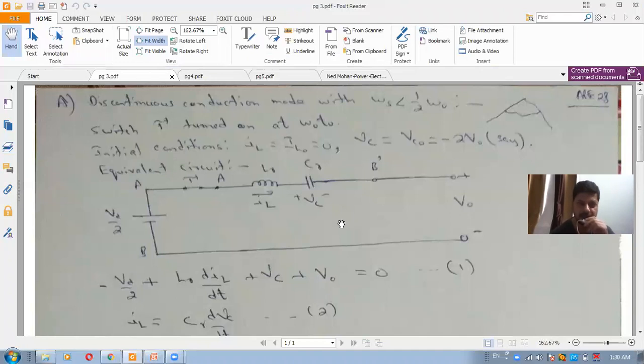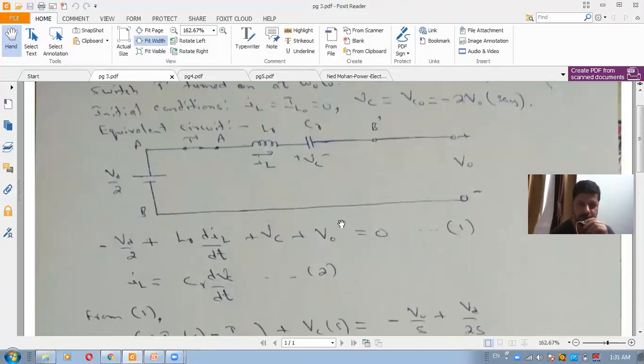So if you apply KVL in this circuit, we get minus Vd by 2 plus LR dIL by dt plus Vc plus V0 is equal to 0. Remember that we have assumed that V0 is constant. And one more equation that we get here is that the inductor current IL is equal to CR dVc by dt. So these are the two state equations of this circuit.